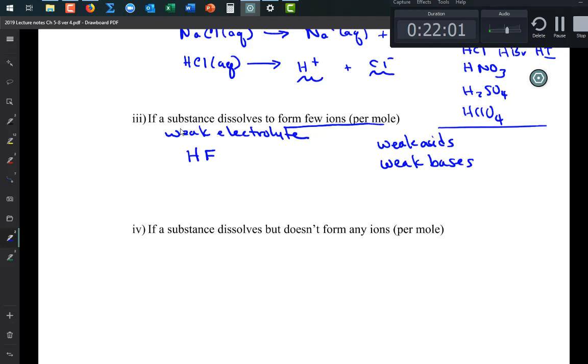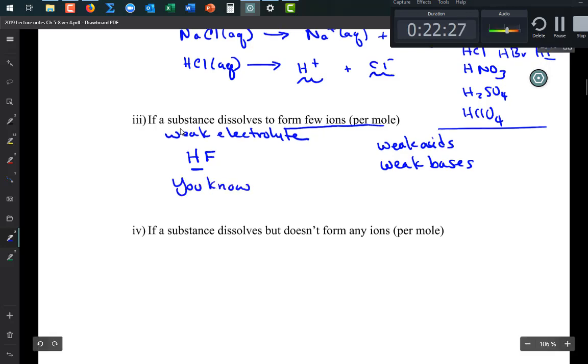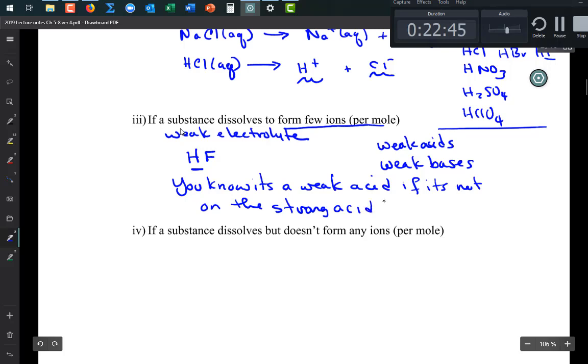So how do you know if it's a weak acid? It'll be a fourth time I told you, because I told you what the strong acids are. Everything else is weak. Okay. So the weak acids, you know they're weak acids. They have a hydrogen in the front, and it's not one of the strong acids. So that's how you know it's a weak acid. I'll write it out. If it's not on the strong acid list. So, for example, a real common one is acetic acid. How would you know that that's a weak acid? Because it's not one of the six that I told you is a strong acid. That's the only way you know.